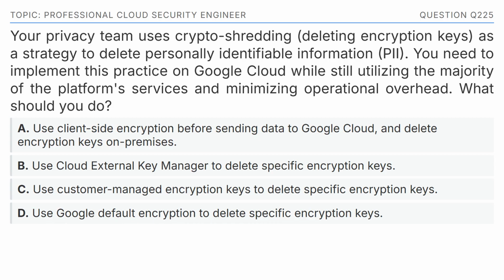The options are: Option A. Use client-side encryption before sending data to Google Cloud, and delete encryption keys on premises. Option B. Use Cloud External Key Manager to delete specific encryption keys. Option C. Use customer-managed encryption keys to delete specific encryption keys. Option D. Use Google Default Encryption to delete specific encryption keys.